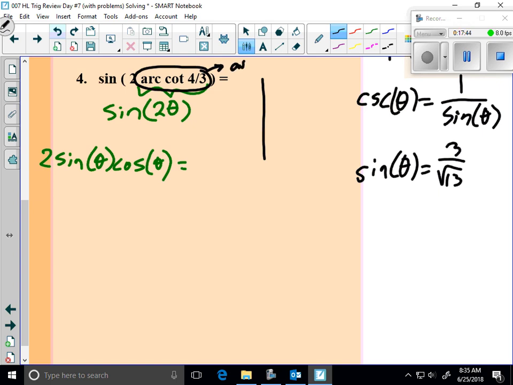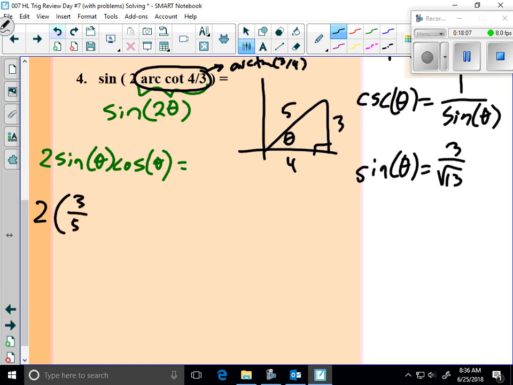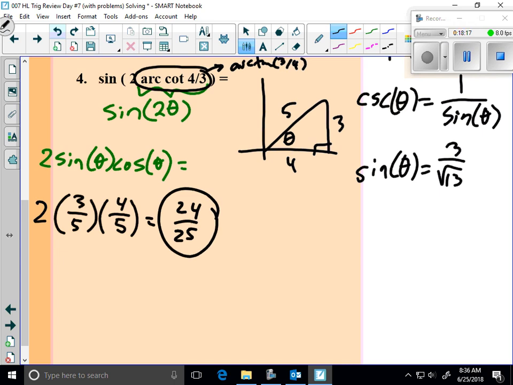This is the same as arctan of 3/4. So if you don't like thinking in terms of cotangent, cosecant, secant, just flip them over. So the tangent is 3/4. That makes this 5. So this would be theta. So if I want sine of 2 theta, then I want 2 sine theta, cosine theta. So that would be 2 times the sine of theta times the cosine of theta, which looks like it would be 24/25.